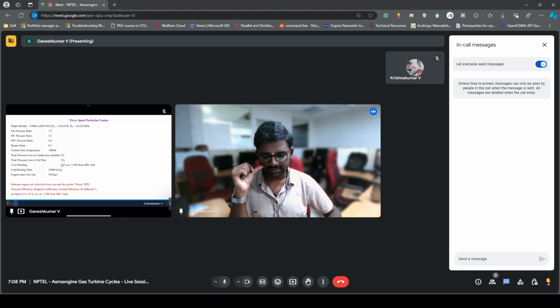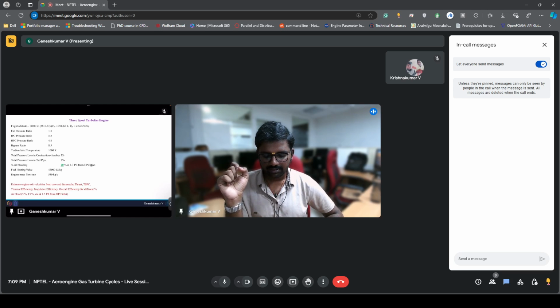For this 3-spool turbofan engine, it is flying at Mach 0.83 with a T infinity of 216.65 Kelvin and the pressure of 22.632 kilopascal. The fan pressure ratio is 1.5, intermediate pressure compressor pressure ratio is 5.2, high pressure compressor ratio is 4.8, and bypass ratio is 8.5. Turbine inlet temperature is 1600 Kelvin. Total pressure losses in combustion chamber is 3% and tailpipe it is 2%. So we have pressure losses both in combustion chamber and tailpipe.